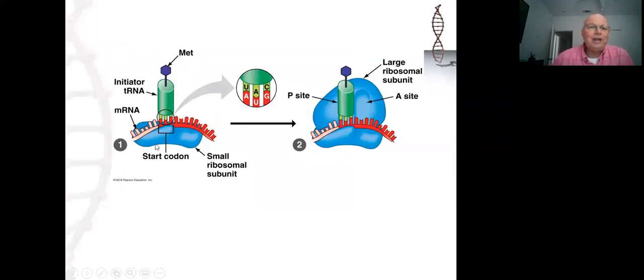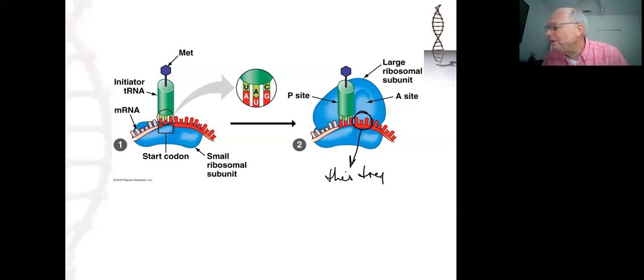But this is basically what's happening. The small subunit aligns itself with the start codon. The tRNA then binds to the start codon, which brings with it a methionine. And then the large subunit orientates itself to that tRNA and positions it in the P site. That leaves the A site open, but this triplet represents the next codon.